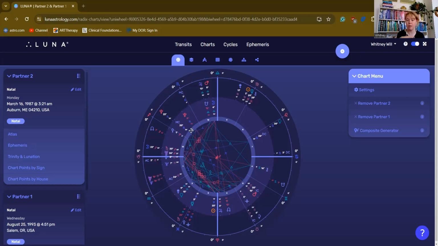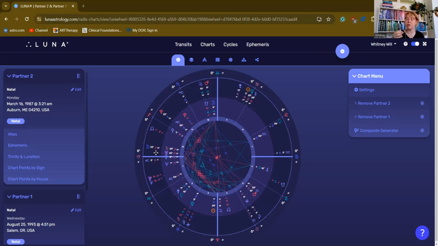So in doing that, we're going to compare two charts and we're going to look at, okay, where are the conjunctions? Where do they line up? Ooh, this person has a Saturn-Uranus conjunction on the other person's moon. That is going to be interesting in how that plays out.